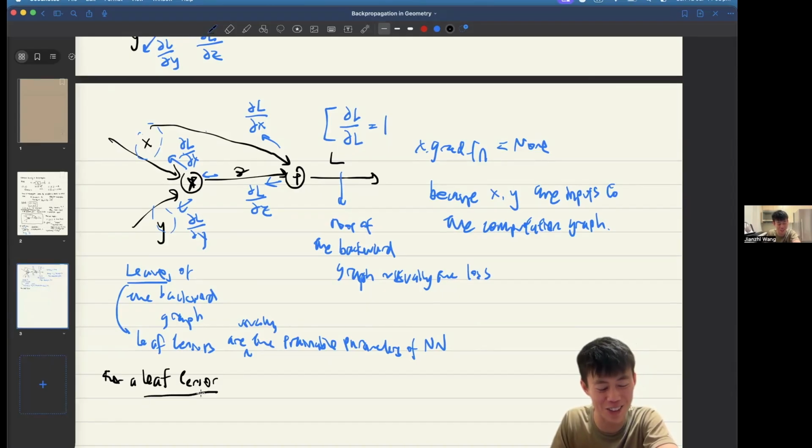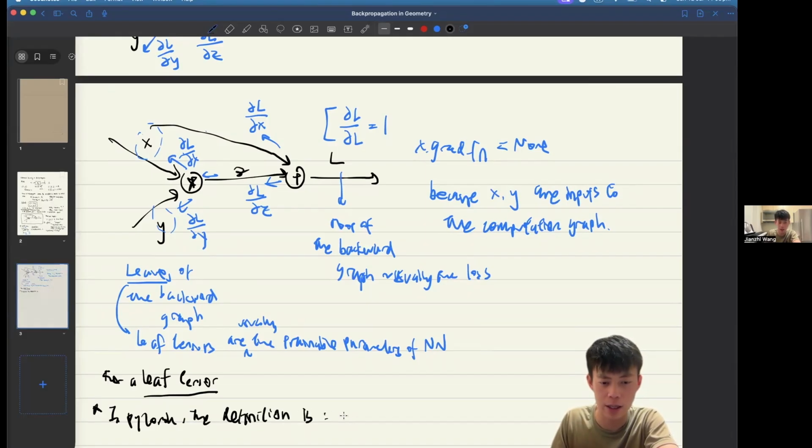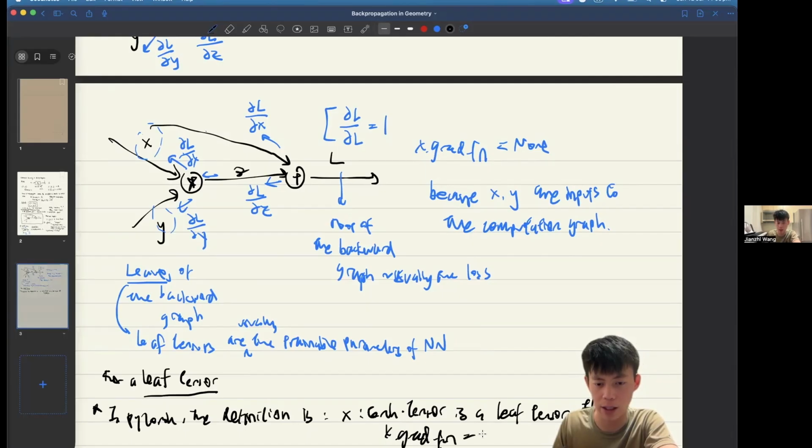actually over here, I want to say some more things. A leaf tensor in PyTorch is defined as follows: X, which is a torch tensor, is a leaf tensor if x.grad_fn is None. X.grad_fn is None just means there's no operation that produces that tensor, which is why it is None, right? There's no backward operation to take of a non-existent operation. So x and y here are leaf tensors.